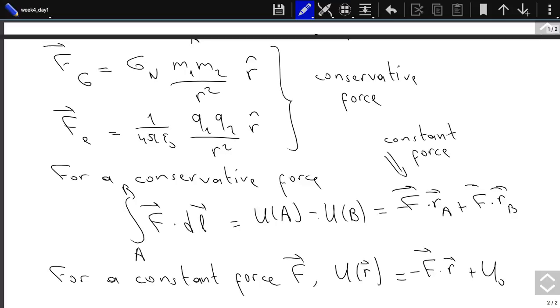Now, we don't have time-dependent forces. We won't have time-dependent forces yet. So there's no time dependence over here.